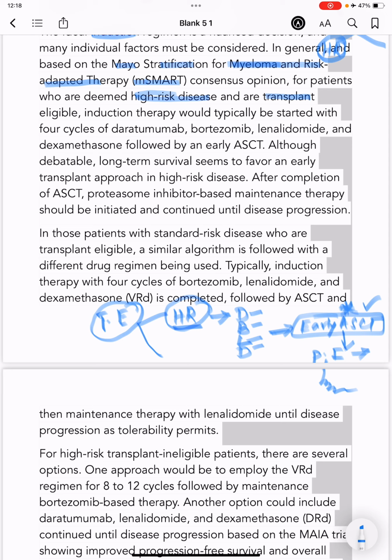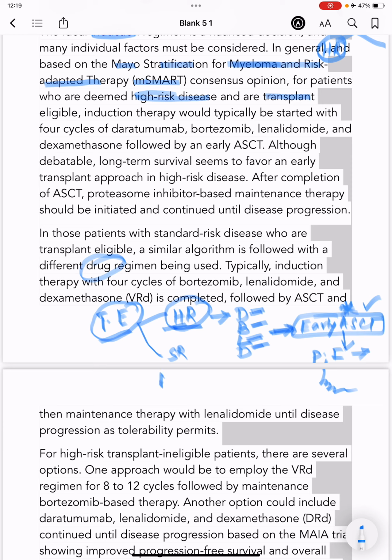So for a transplant-eligible high-risk patient: daratumumab, bortezomib, lenalidomide and dexamethasone, followed by early autologous stem cell transplant and later maintenance therapy. So in those patients with standard risk who are transplant eligible, a similar algorithm is followed but with a different drug regimen. So what is the drug regimen?